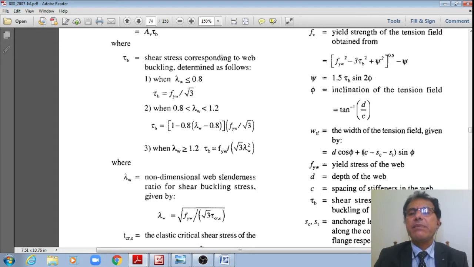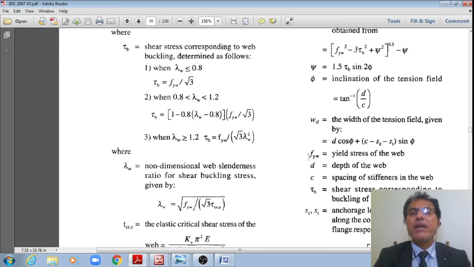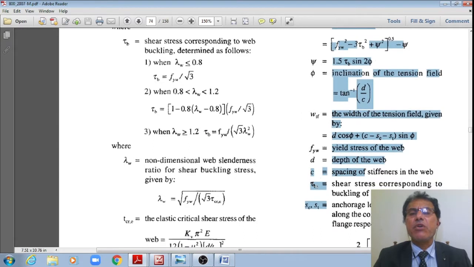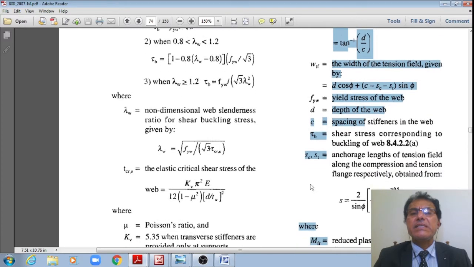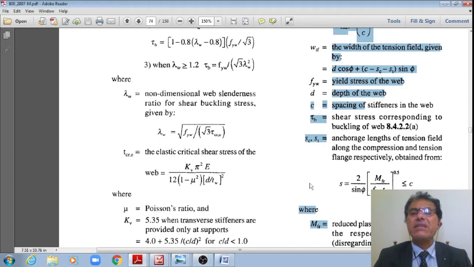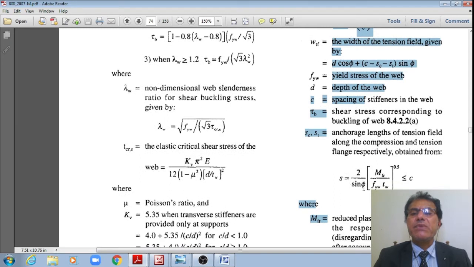And w_tf is the width of the tension field given by d cos phi plus (c minus s_c minus s_t) sin phi, and f_yw is the yield stress of the web, d is the depth of the web, c is the spacing of the stiffeners, and tau_b is the shear stress corresponding to the buckling of the web, and s_c and s_t are the anchorage lengths of the tension field along the compression and tension flanges respectively, which is given by this formula.